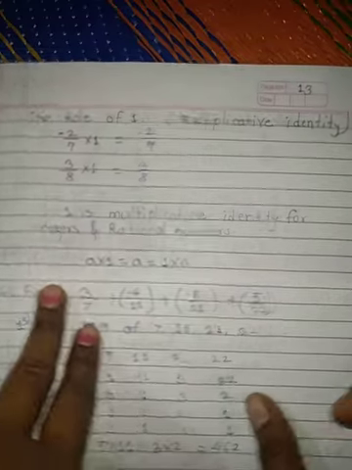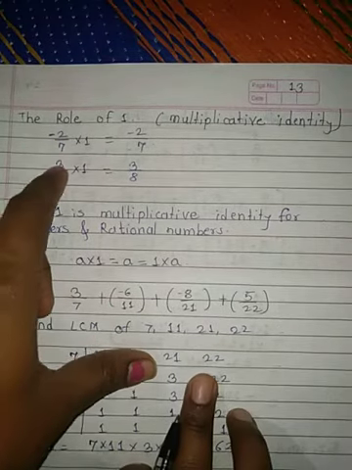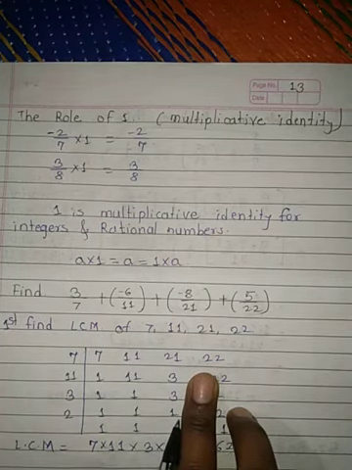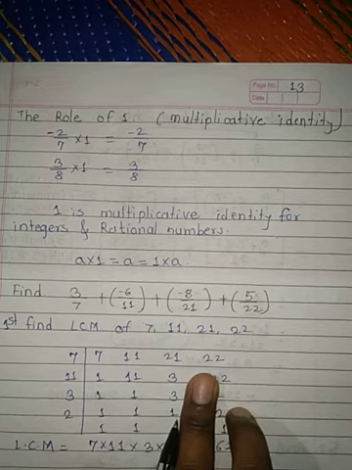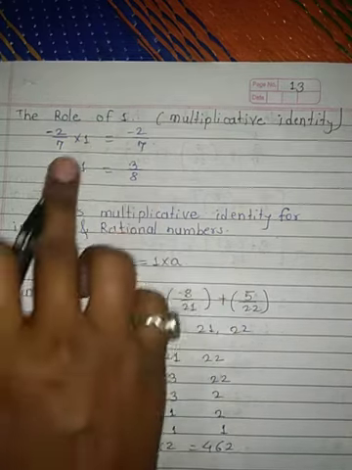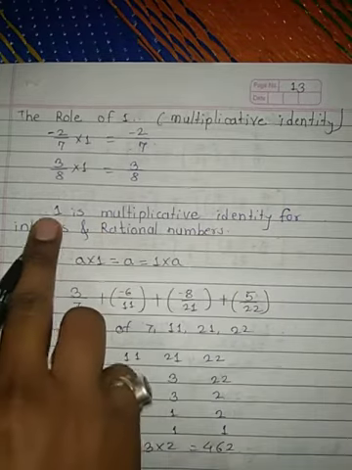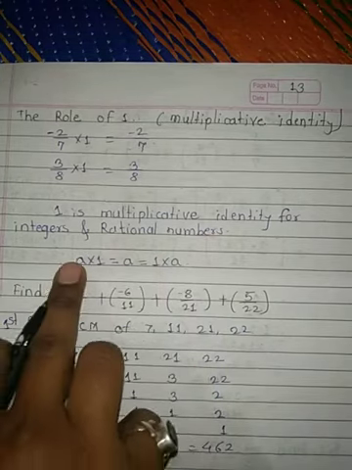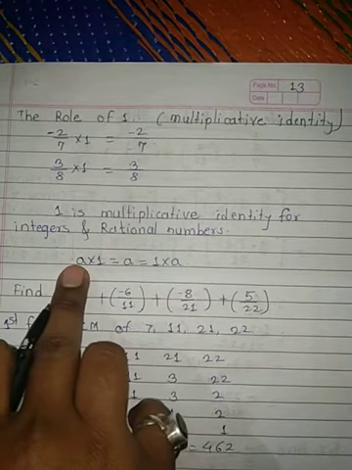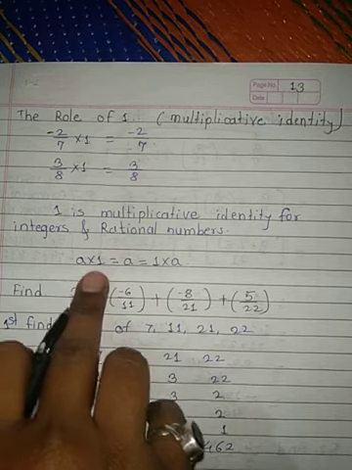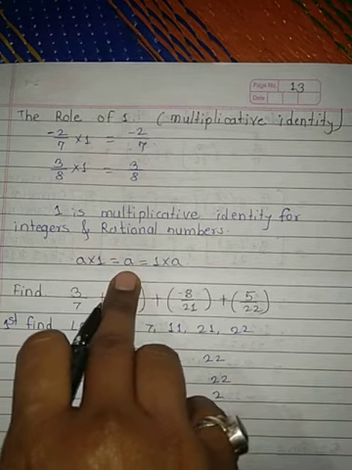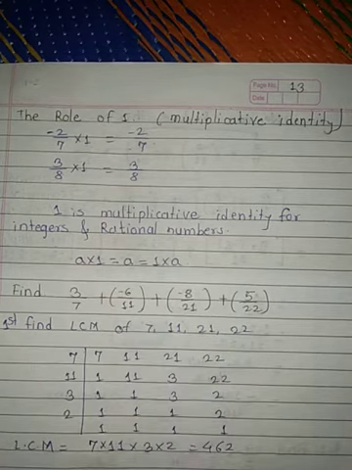Okay, now multiplicative identity, minus 2 by 7 into 1. Whenever we are multiplying integers as well as rational numbers with 1, then answer will be the same number. So 1 is a multiplicative identity for integers and rational numbers. A into 1, a is nothing but any integer or any rational number. It is multiplied by 1, then answer will be again a itself. That is called a multiplicative identity.